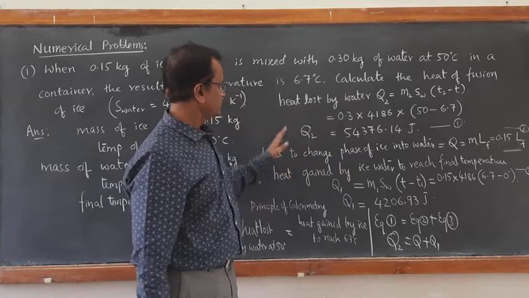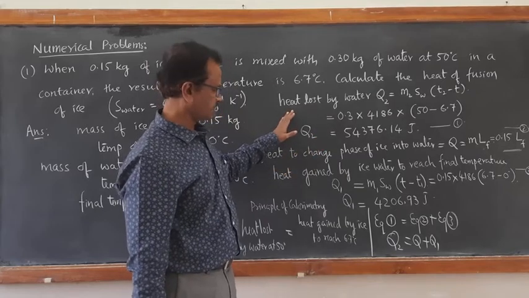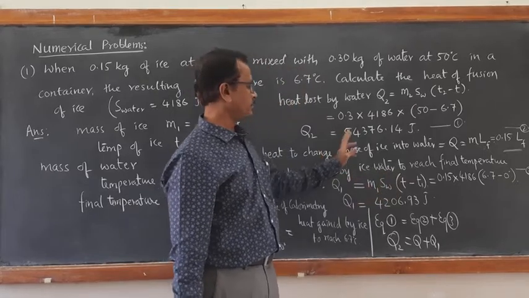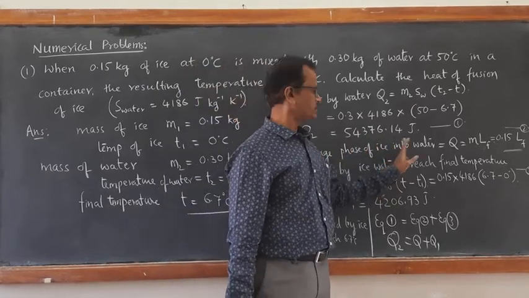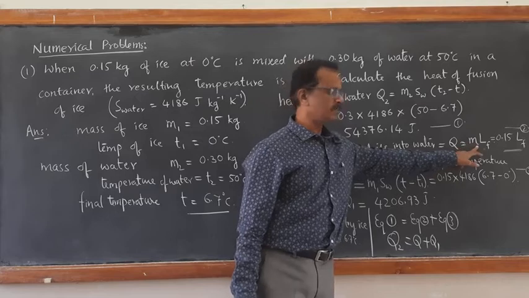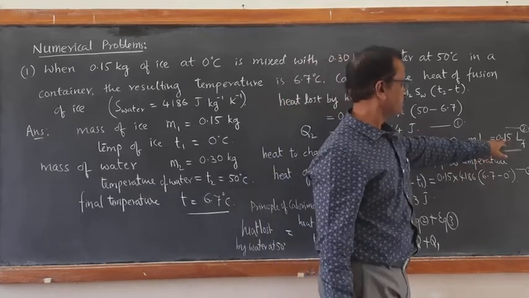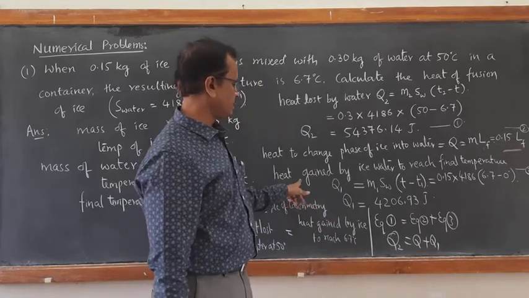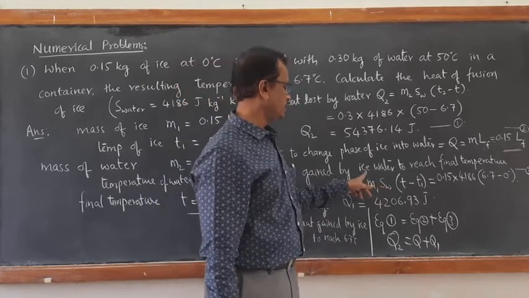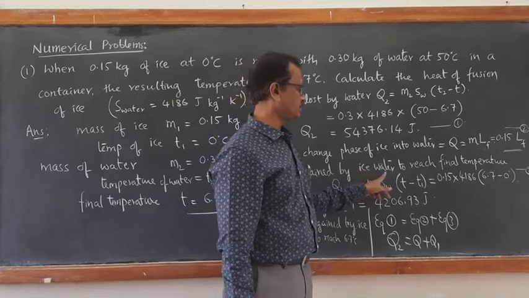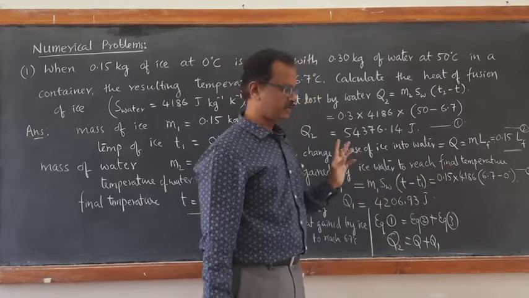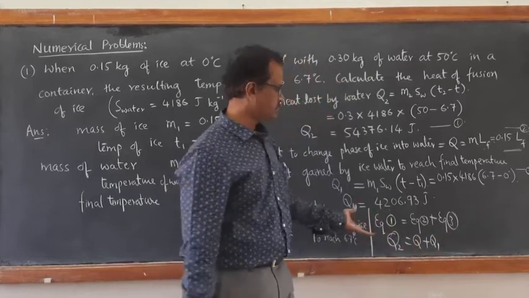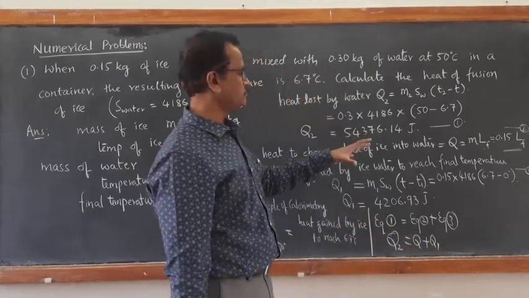Heat lost by water at 50 degrees Celsius, Q2, is equal to the heat required to change the phase of ice into water, mass into latent heat of fusion, 0.15 into LF, plus the heat required to raise the temperature of ice water up to 6.7 degrees Celsius. That is Q1. Q2 is equal to Q plus Q1. If you substitute this, then we will be able to solve for LF.